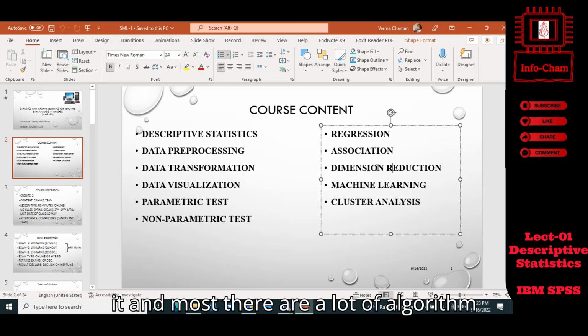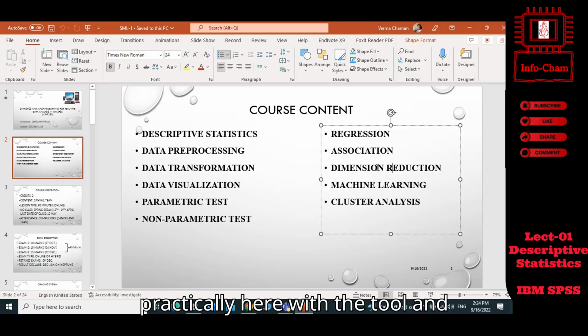There are a lot of algorithms you can see, but I will try to discuss the most popular one here, the principal component analysis. It is a mathematical term, but we will do it practically here with the tool, and you will see whatever the output is and how to use it. Okay, that is PCA.